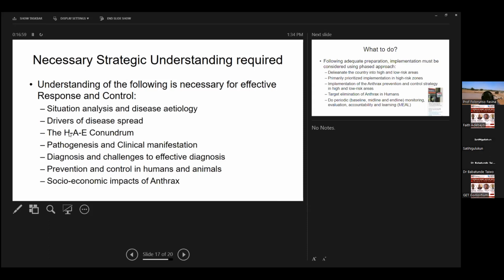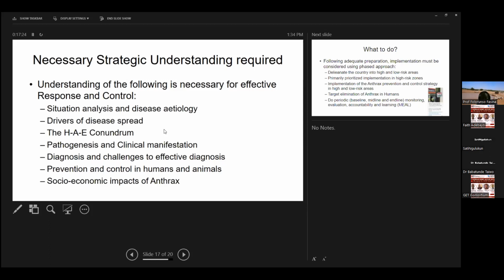We need to define the human-animal-environment conundrum. Where are the high-risk areas? For example, the wildlife to domestic animal conundrum may not be much in West Africa because we really don't have as much wildlife as they have in East and Southern Africa. But we need to define that and know what we are dealing with. The pathogenesis and clinical manifestation: what are the pictures we see in the field? We need to put this together and get ready.